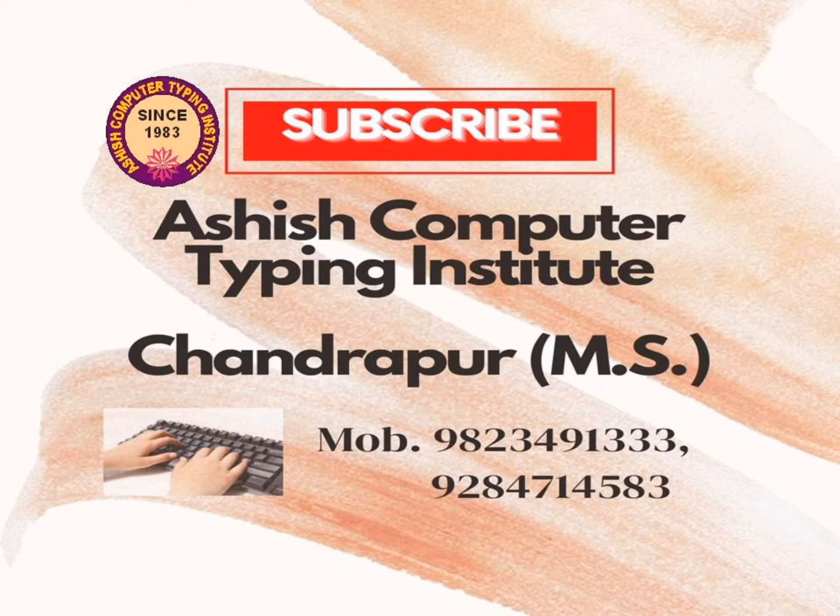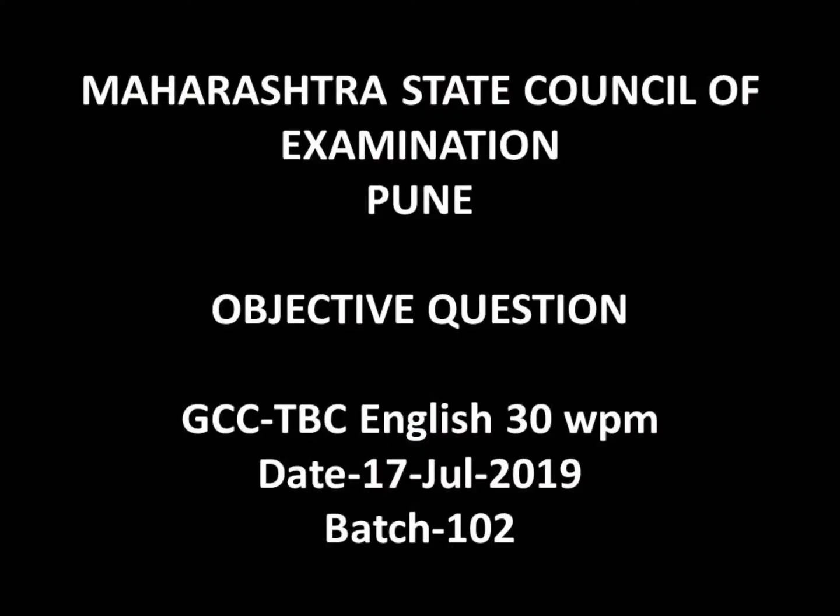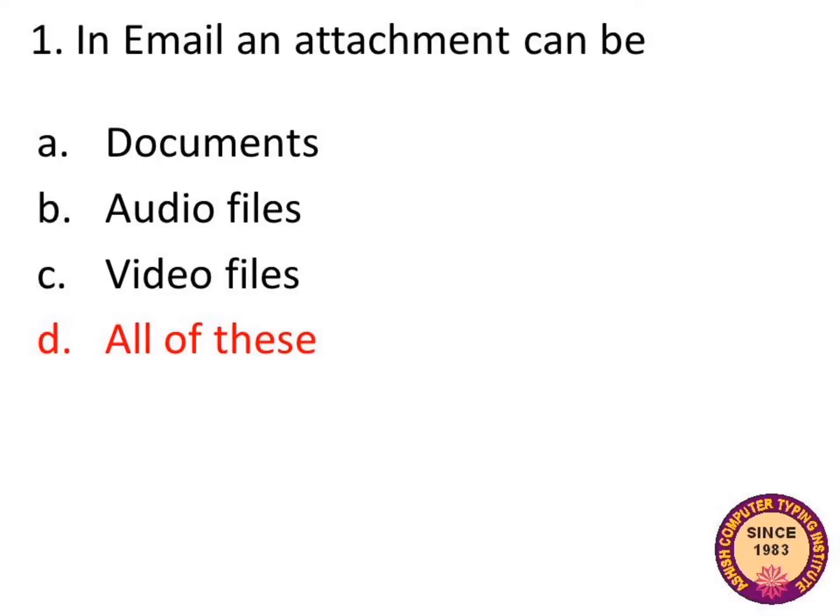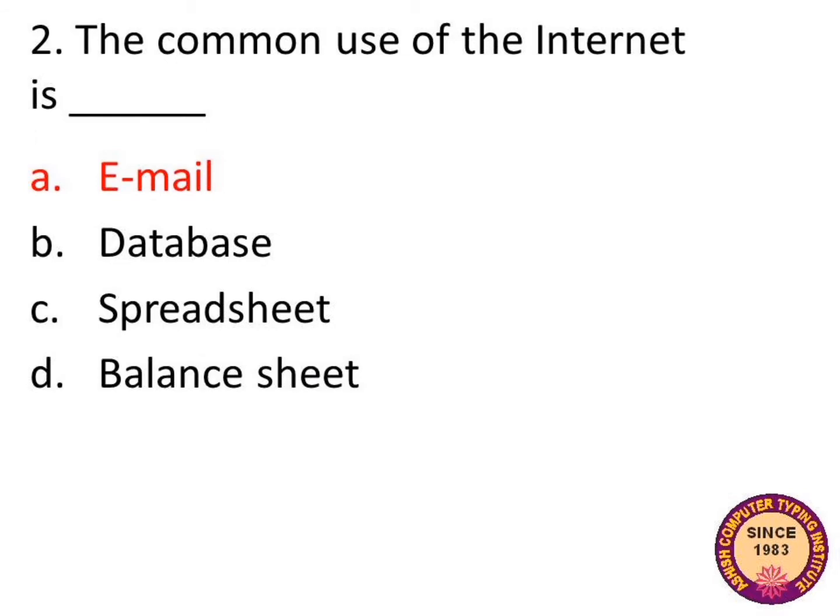Here we will discuss the question bank of batch 102 of English 30 words per minute, dated 17 July 2019. So let's begin. In email, an attachment can be dash. Answer is all of these, that is documents, audio files, video files. The common use of internet is dash. Answer is email.